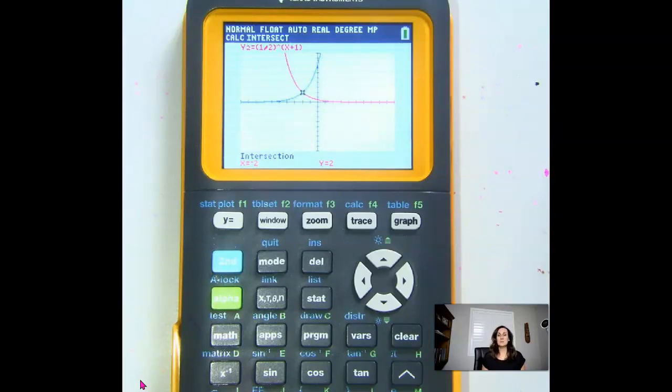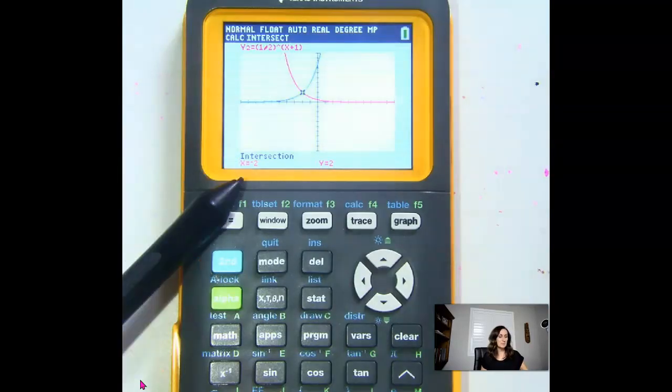So the solution algebraically was -2, and the solution graphically was -2. And again, we're just solving for x, so I'm just looking at the x value.